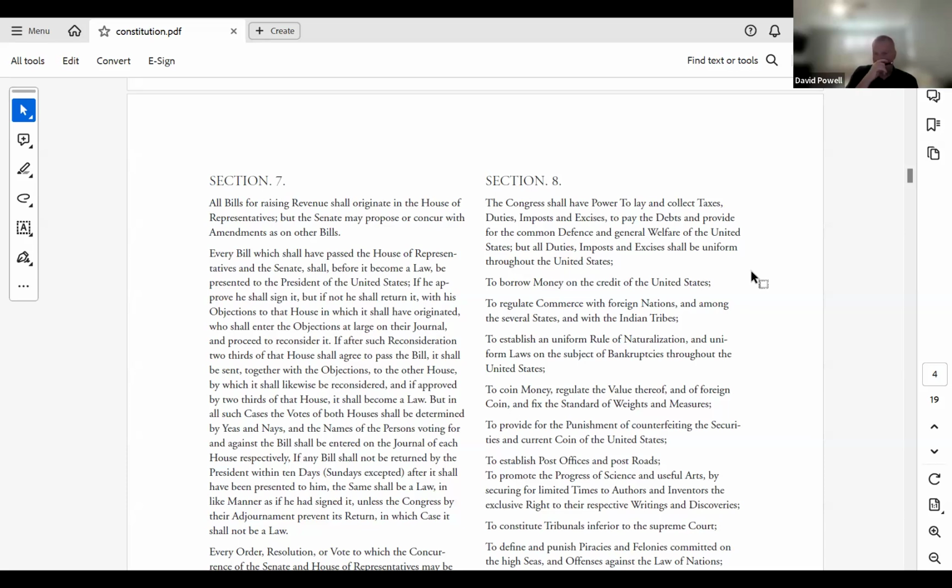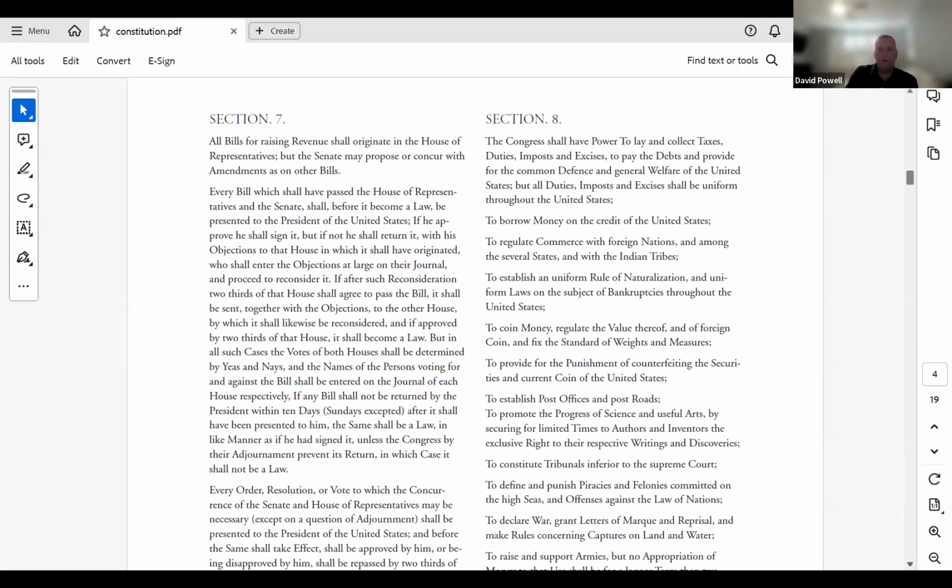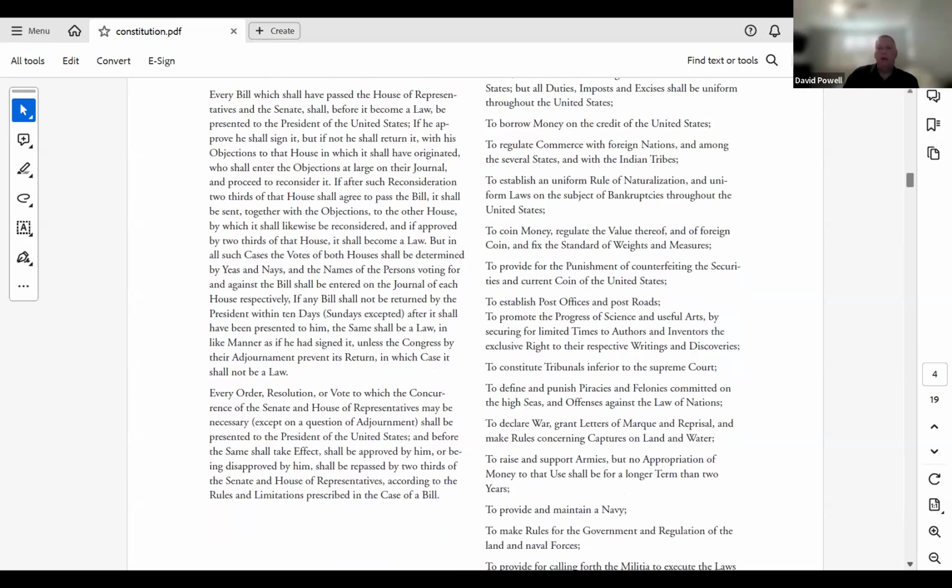Congress has the power to establish uniform rules of naturalization, has the power to coin money and the sole power to coin money, the power to punish counterfeiters of that money, to establish post offices. This is why we have a U.S. Postal Service. To constitute tribunals inferior to the Supreme Court.